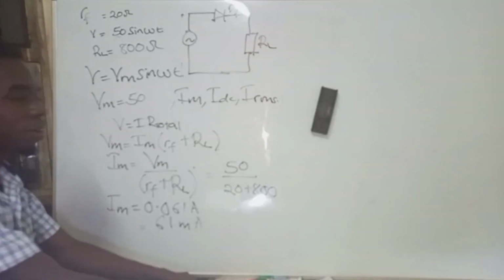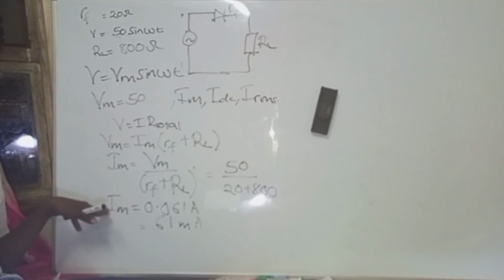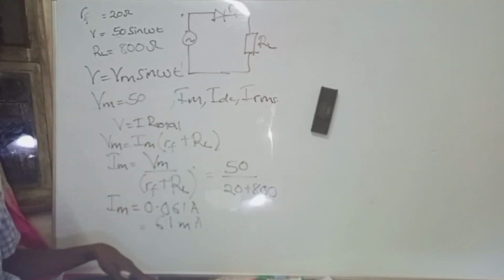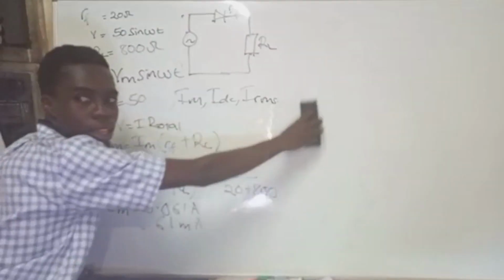The second value they want us to find is the DC value of current. Now, I don't know if you're going to allow me to use this very part, because the other side, I don't know if it is clear. But yeah, I hope it is clear up to there.